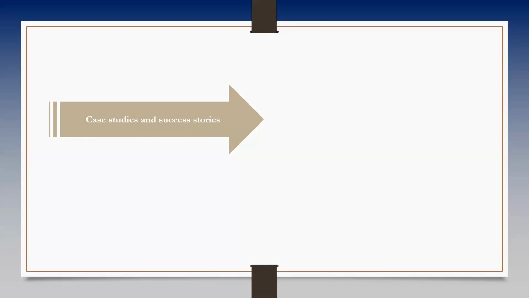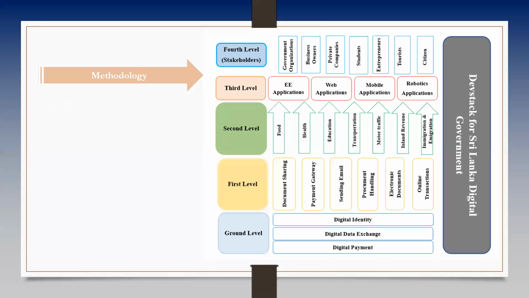So then I move to the methodology part. There are four levels. The ground level consists of digital identity, digital data exchange, and digital payments. The first level consists of document sharing, payment gateway, sending emails, document handling, electronic documents, and online transaction procedures.